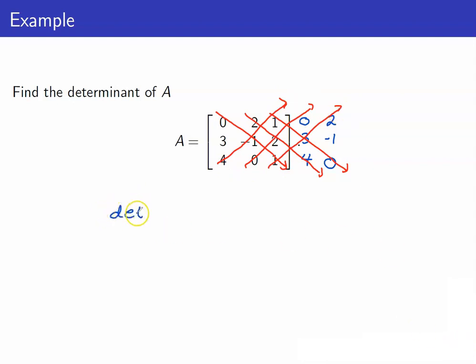So therefore, the determinant of A is equal to 0, 2 times 2 times 4 is 16. This is 0 minus negative 4 minus 0 minus 6. So we get 20 minus 6. We also get 14. This is the number that we obtained earlier.